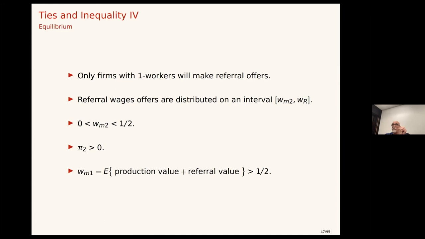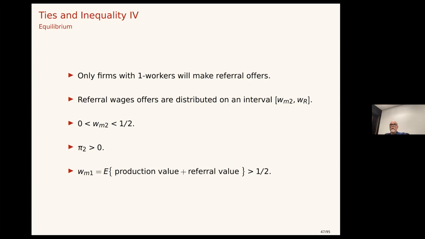So why would you make a referral offer to somebody who is more likely to be bad than a draw you could get from the anonymous market, okay? And so that behavior is self-sustaining in equilibrium. And if you think about it a little bit more, you can see that other behaviors are not.